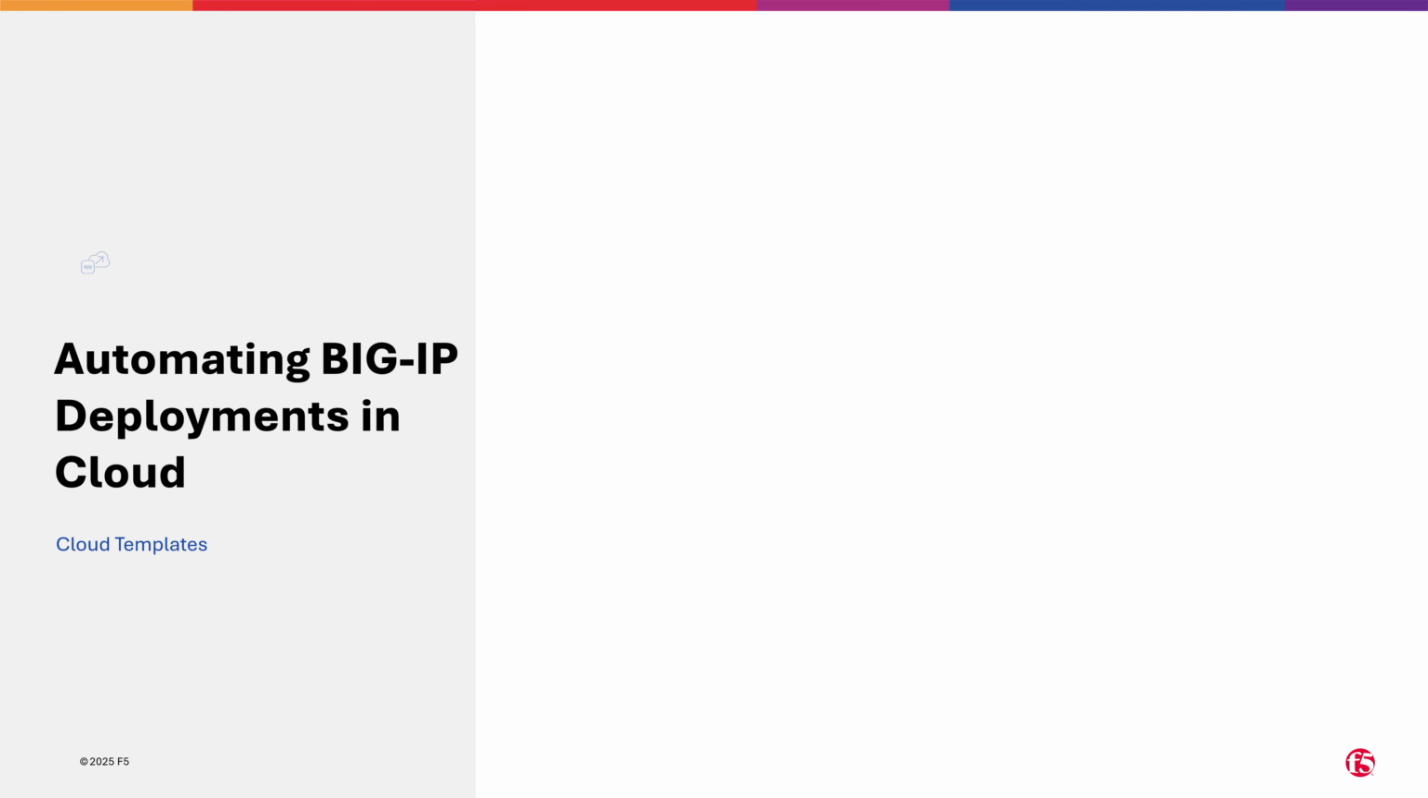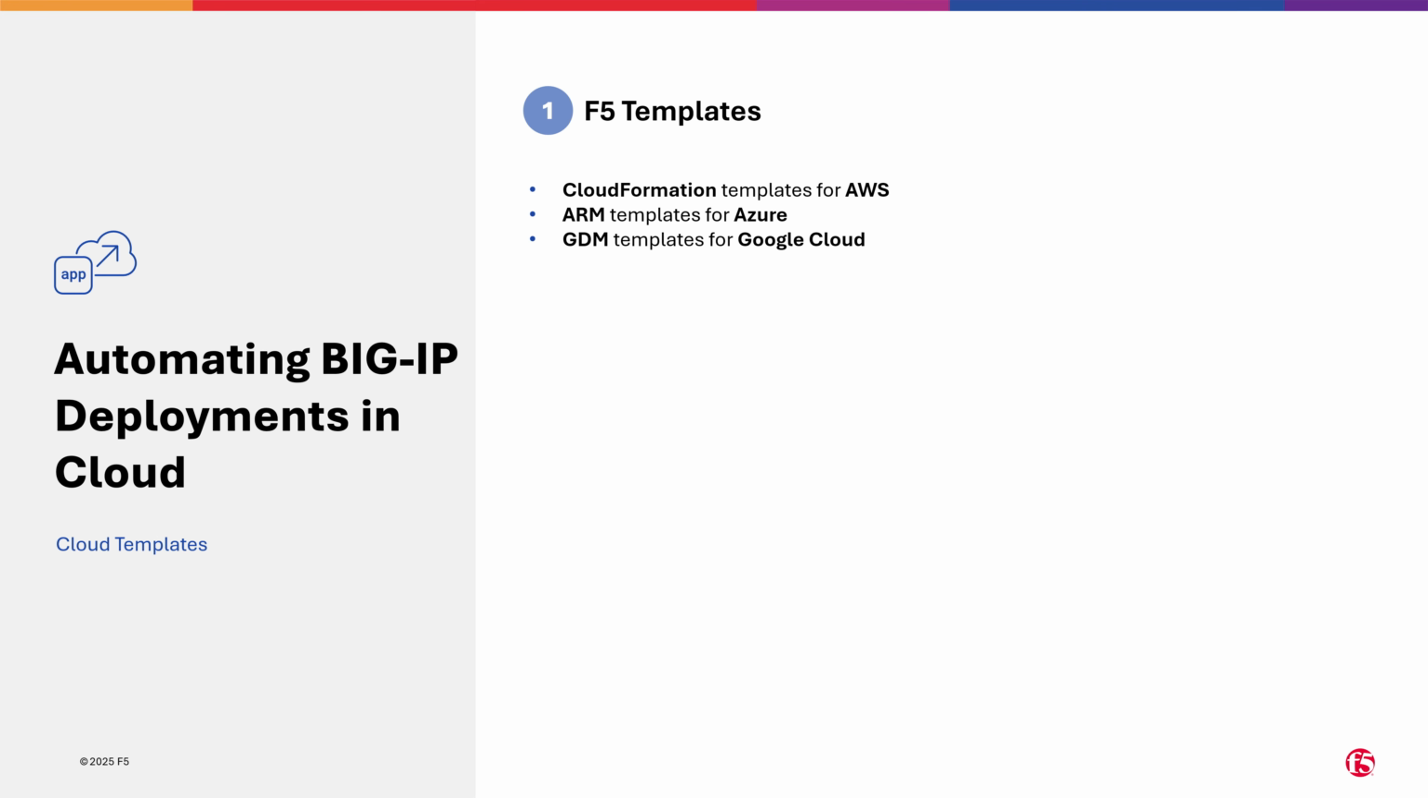Deploying Big IP in the cloud can be complex, but F5 provides deployment templates to make it easier. These templates automate the setup of Big IP instances across different cloud providers, helping users save time and reduce errors. F5 offers CloudFormation templates for AWS, ARM templates for Azure, and GDM templates for Google Cloud. Each template can be customized to match specific deployment needs. Users can adjust settings such as network configuration, instance type, and other important options.